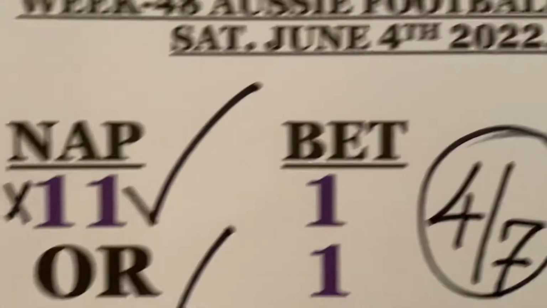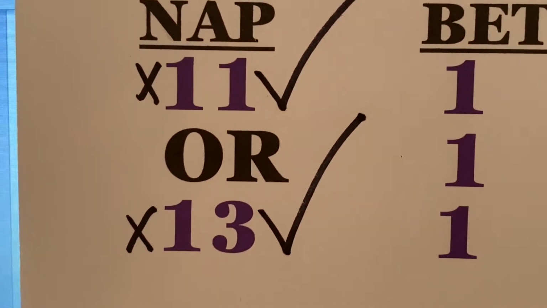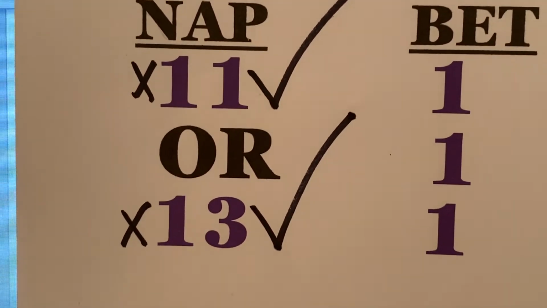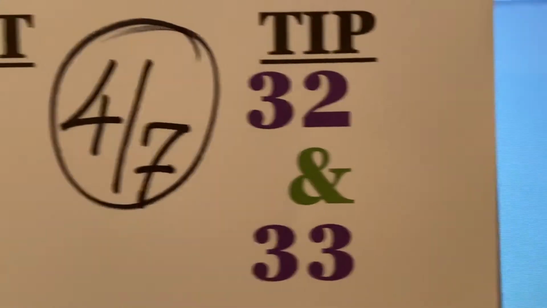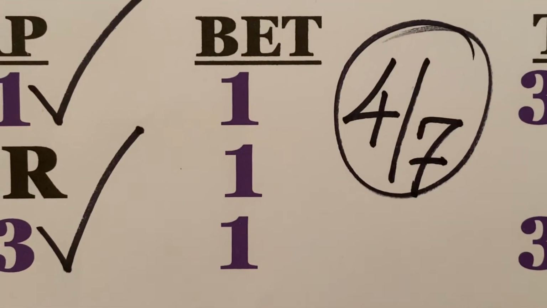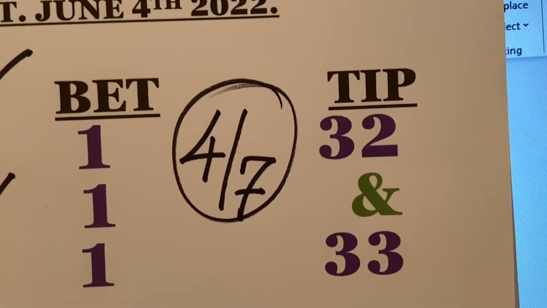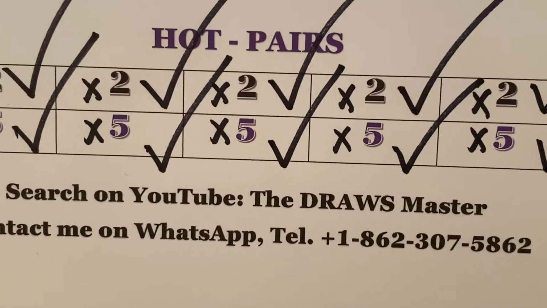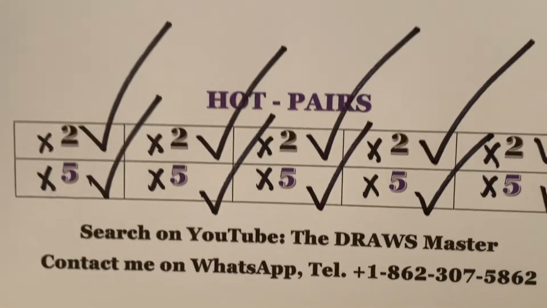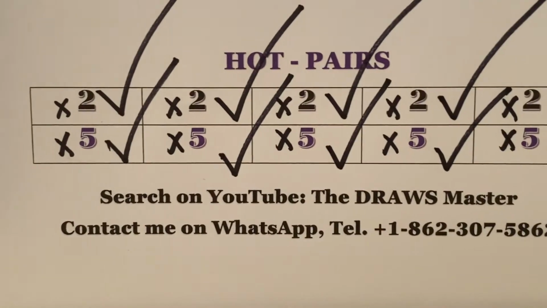Then the nap here produced 2/2, 11 or 13, both of them played. The tip did not feature anything. And then the bet here also failed. But overall, we have 4/7. Not too bad in a week of scarcity. I don't know exactly, probably 12 draws on the coupon. So this week we are going to see how it's going to happen.